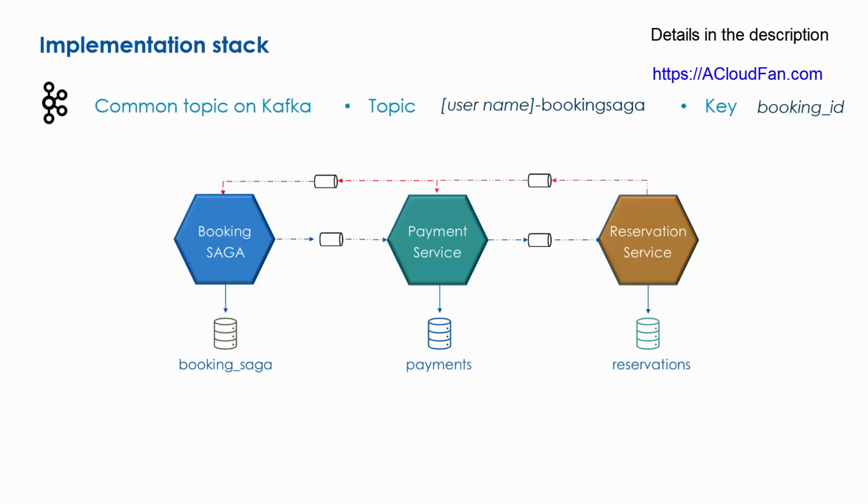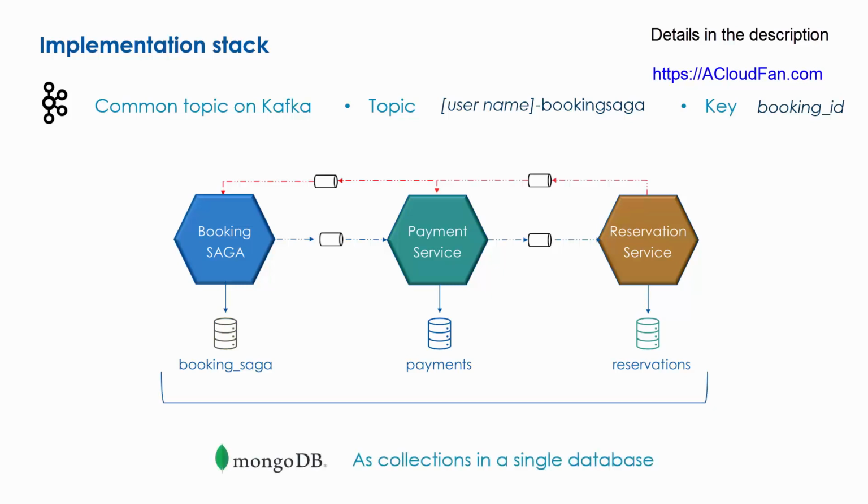Each of the services maintain their own state in independent collections in a common MongoDB database that we already have in place. In later versions, you may consider implementing this flow with multiple topics and multiple databases. But please keep in mind, in version 1, we are going with a common database and a common topic.